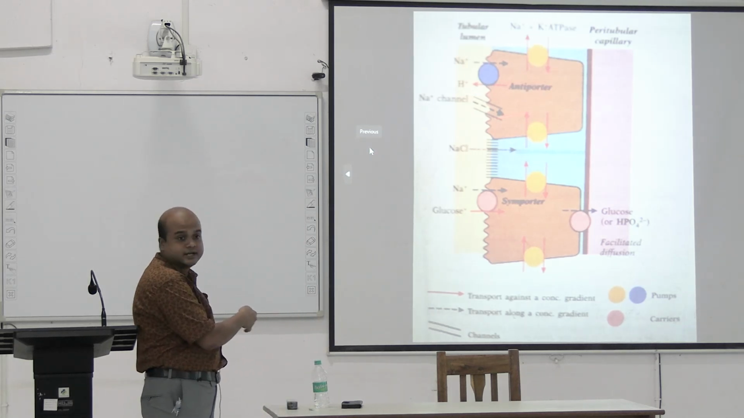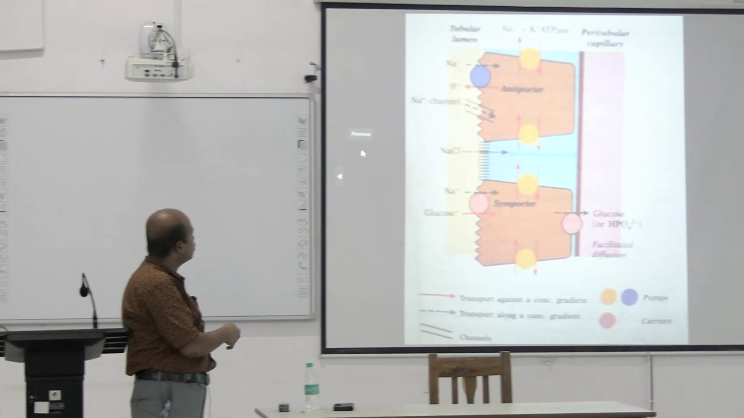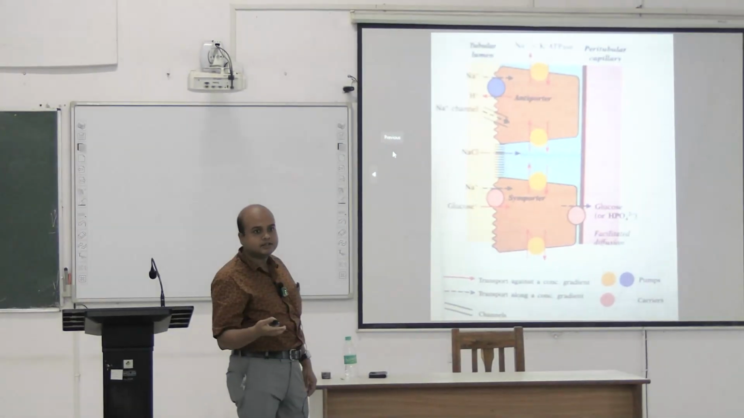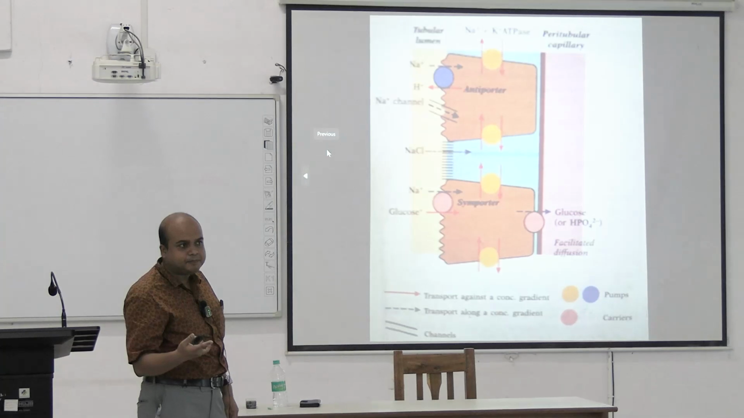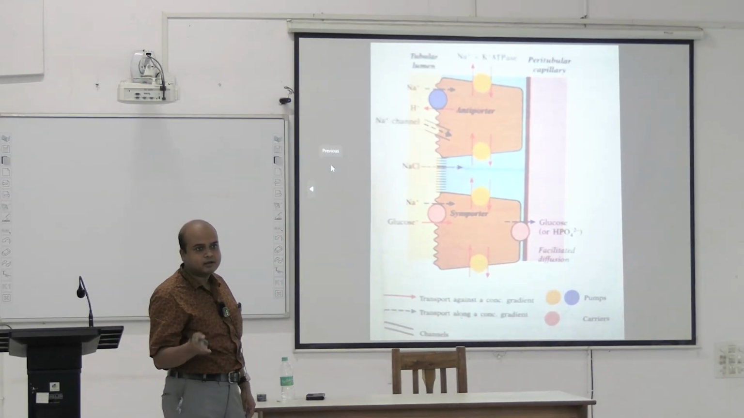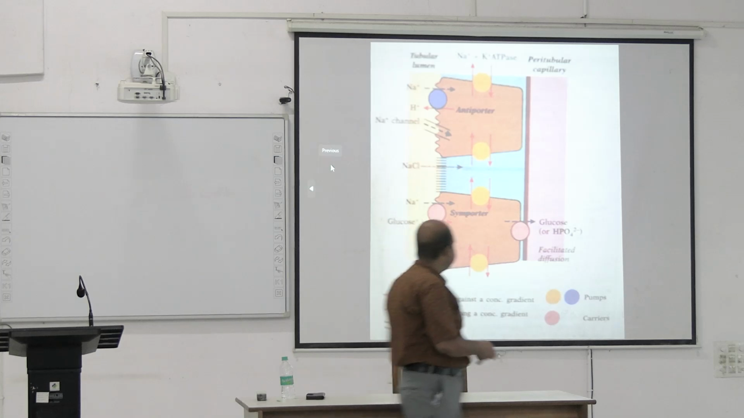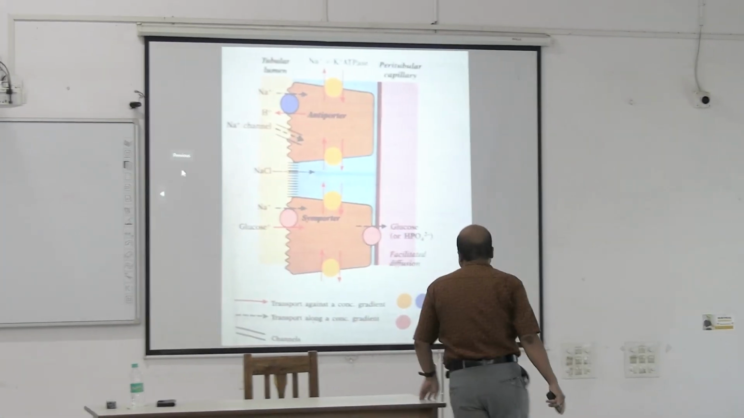Sodium hydrogen antiport, sodium glucose symport. Symport is the same direction. This is an example of active transport, primary or secondary? Transport of glucose is secondary active transport, an example of secondary active transport.